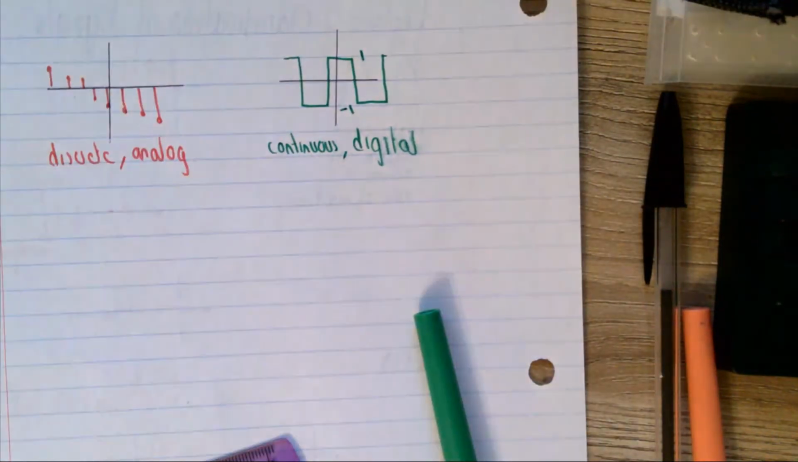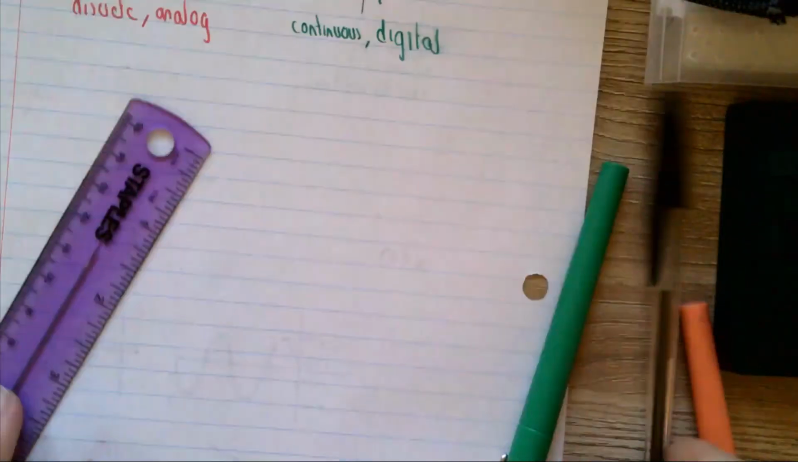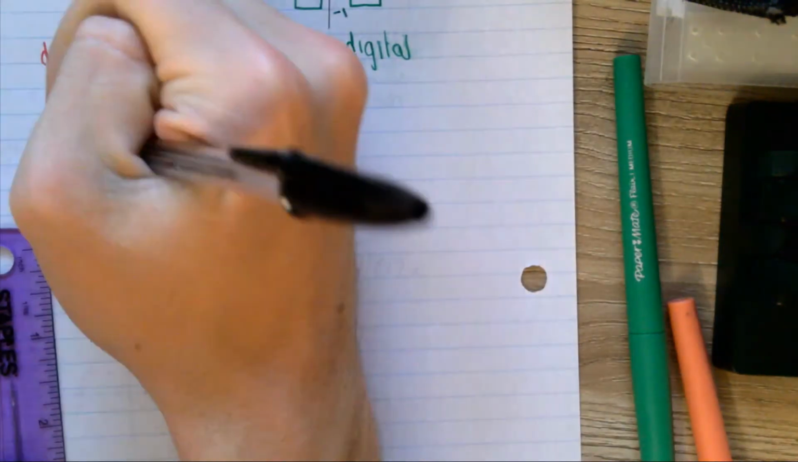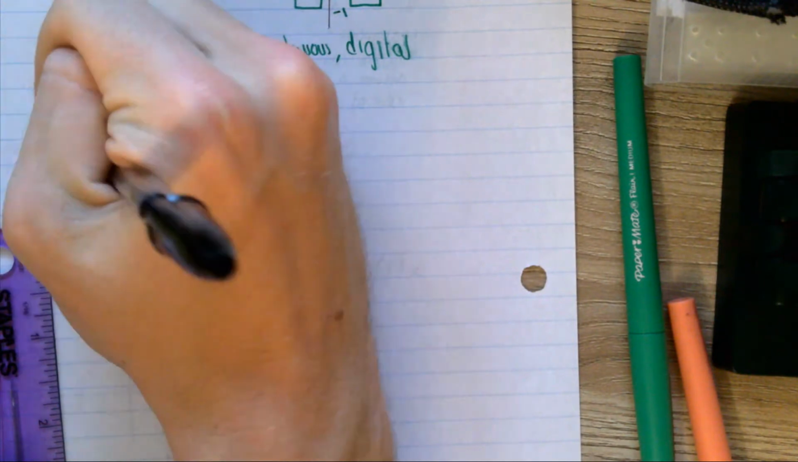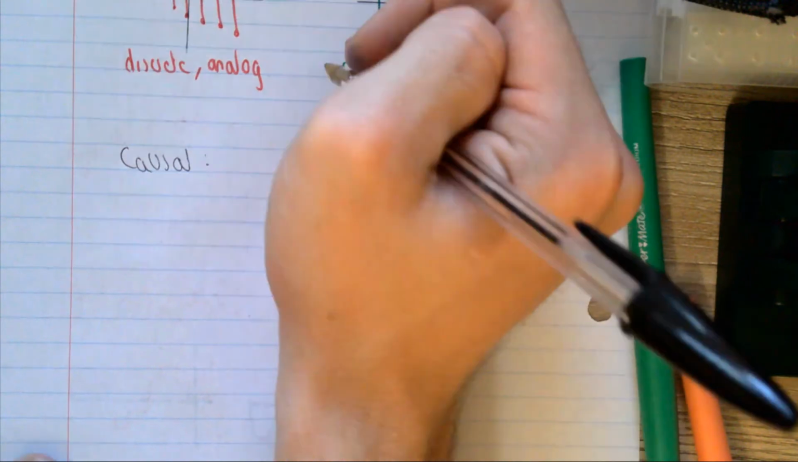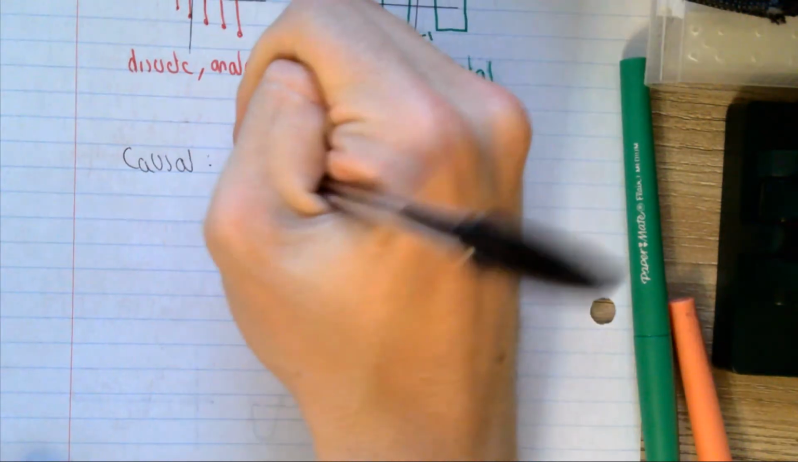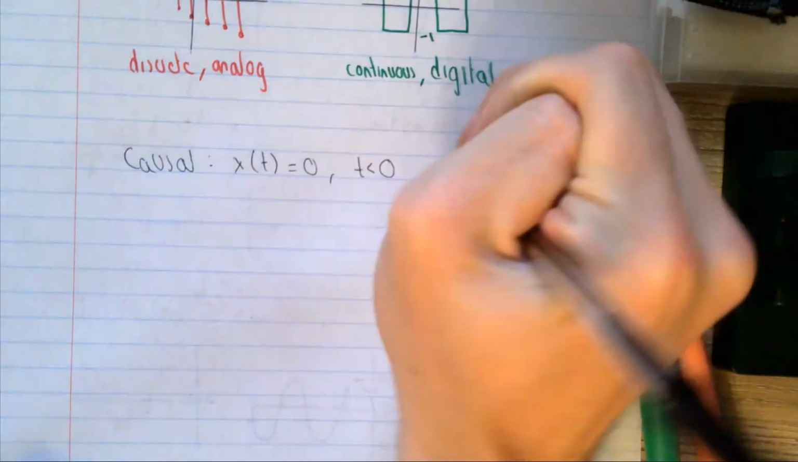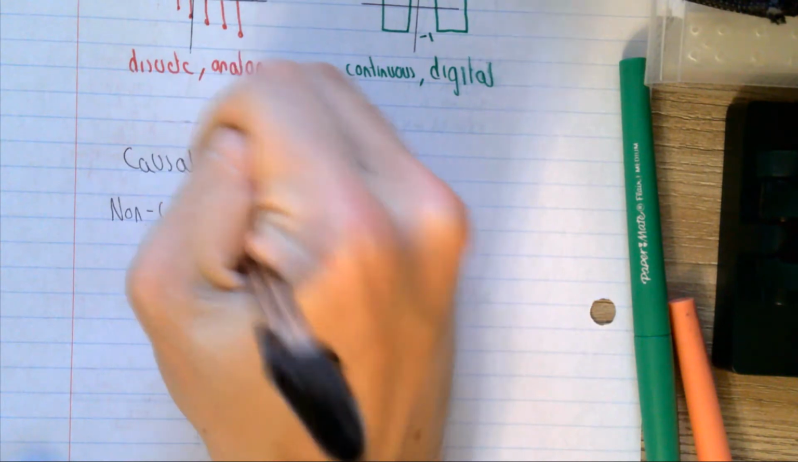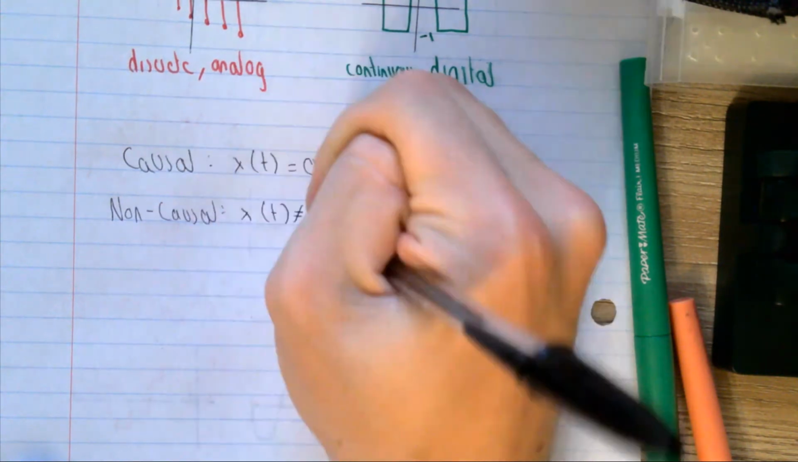Now that we went over that, we need to talk about the difference between causal, anti-causal, and non-causal. And so causal, what is that? So a signal is causal here. Sorry, causal, not casual. Always use causal. So causal means x of t equals 0 for time less than 0. It is non-causal for x of t not equal to 0 for any t.